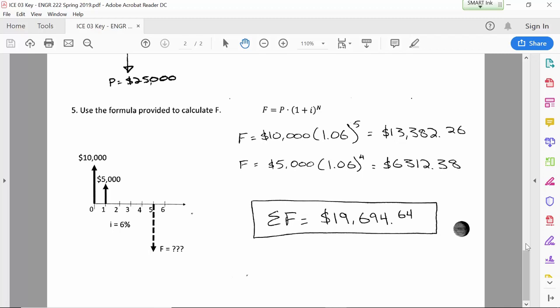And so this $10,000, if you think of it as a loan, the $10,000 we're going to have to pay back interest that accumulates over the course of 1, 2, 3, 4, 5 years. And so 10,000 times 1.06 to the 5 power, because that 10,000 that we get in year 0 is going to be accumulating interest for 5 periods. But the 5,000 that we receive in year 1, that only accumulates interest over 4 periods. And so we have a separate row where we're saying the $5,000 is compounded for 4 years. And so the combined amount is $19,694.